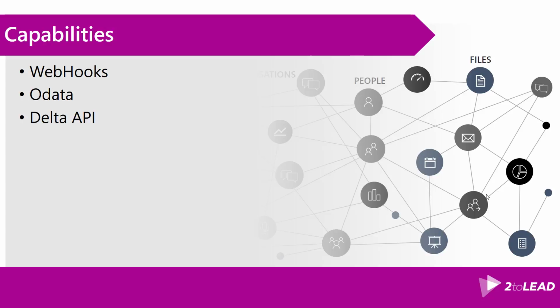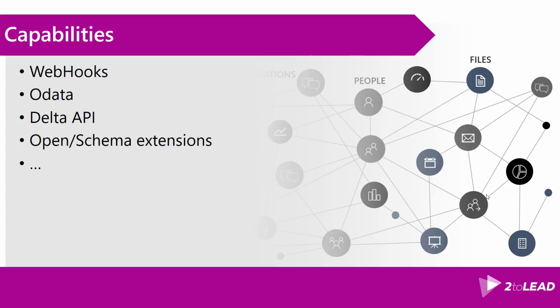Delta API. So that's super useful, and we'll extend on that for synchronization scenarios. Things like, hey, last time I went to check that, this was the state. What changed since last time? Basically, give me the changes.